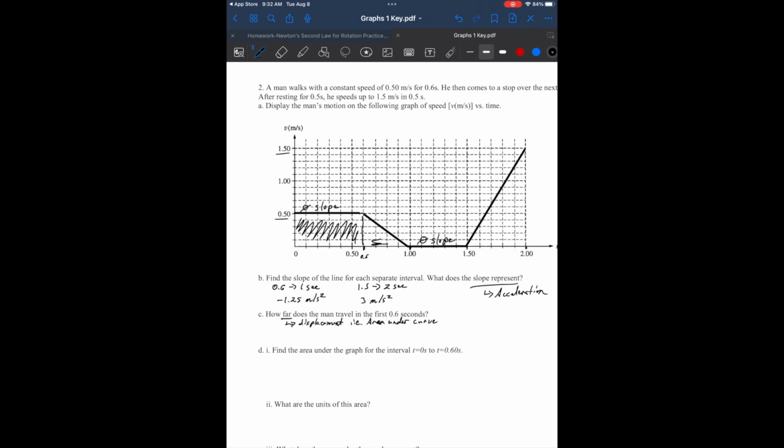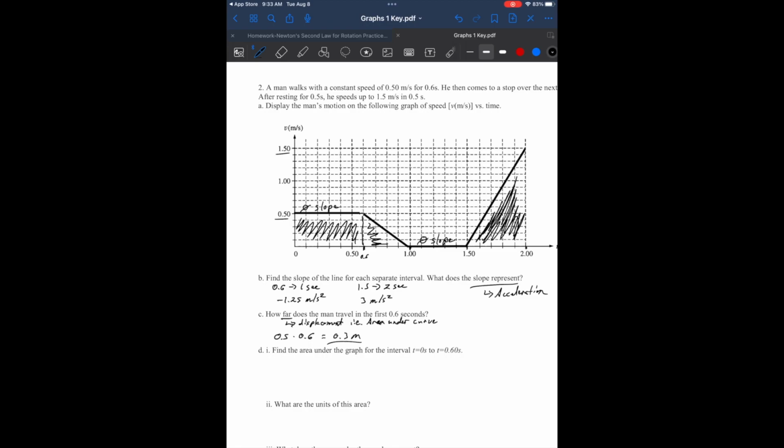Rectangle is base times the height, triangle 1/2 base times the height. So I'm just shading all of those in because I know I'm going to be working on all of these as we go along. So the first 0.6 seconds, the height is 0.5, the width is 0.6. So we can take that 0.6 times 0.5, and that should equal 0.3 meters. And we know it's meters because it's displacement. Also, m over s times s, the s's cancel out, we're left with the m, which is meters.